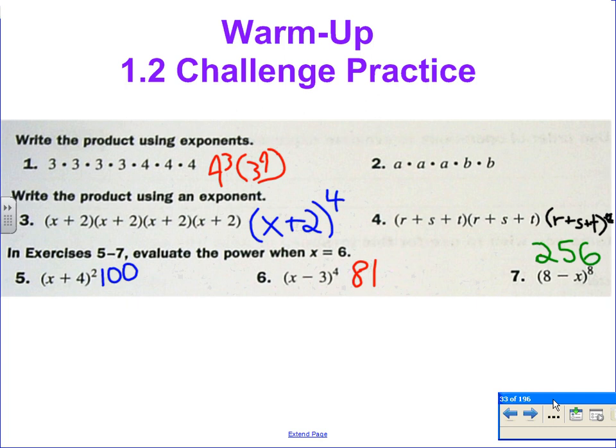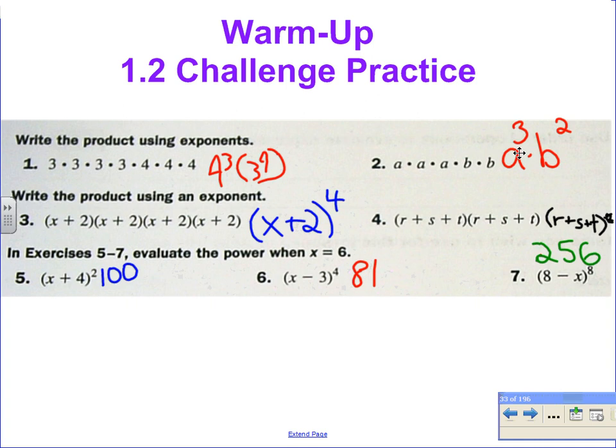Okay, so we have the warm-up up here. You guys did a good job of putting most of them up here. Number one, everyone check. It should be 3 to the 4th, 4 to the 3rd. Okay, number 2 is not up here. Charles, what did you get for number 2? Good job. A to the 3rd, B to the 2nd. Number 3, awesome job. X plus 2 to the 4th power.